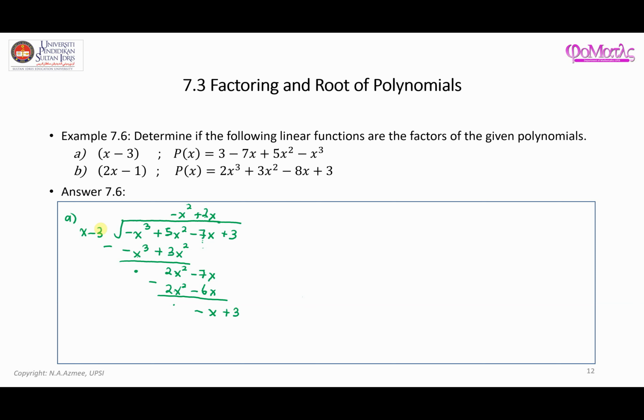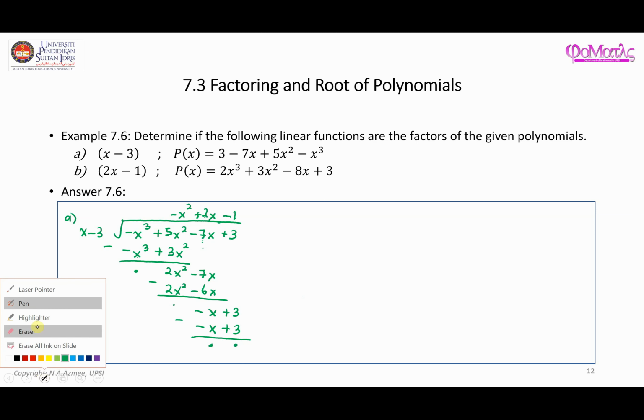Next, I have negative x plus 3 divided by x minus 3. I need to find a value such that when I multiply it by x, I get negative x. So the answer will be negative 1. Negative 1 times x gives negative x. Negative 1 times negative 3 gives positive 3. Subtract, and all these will be gone. There is no remainder. Because of that, we can write some justification since there is no remainder.